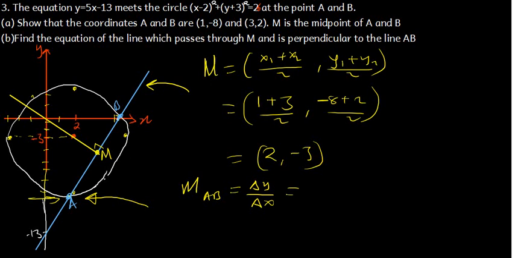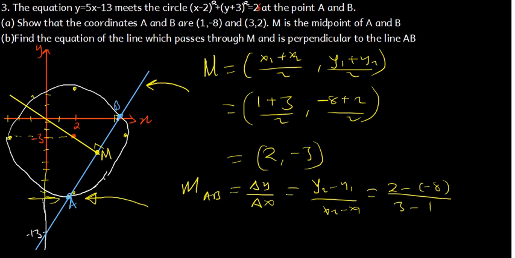Now how do we find change in y? The gradient is given by y2 minus y1 over x2 minus x1. Let's take this as the 2's and this as the 1's. So y2 is 2, minus y1, which is negative 8, divided by x2, which is 3, minus x1, which is 1.